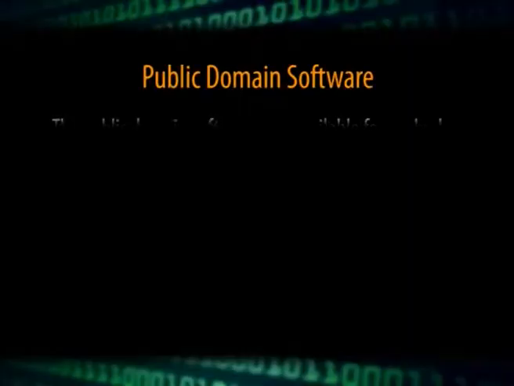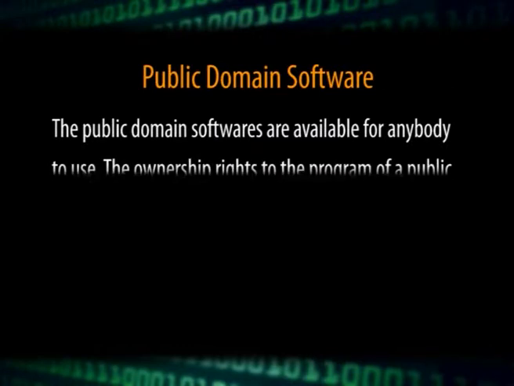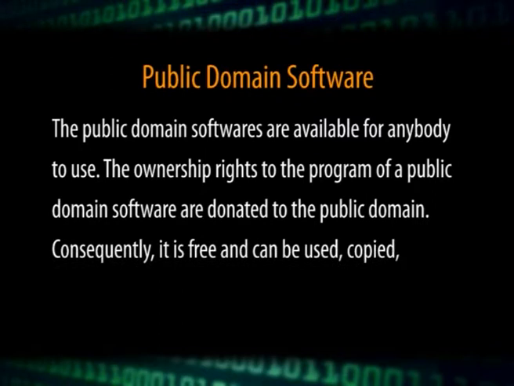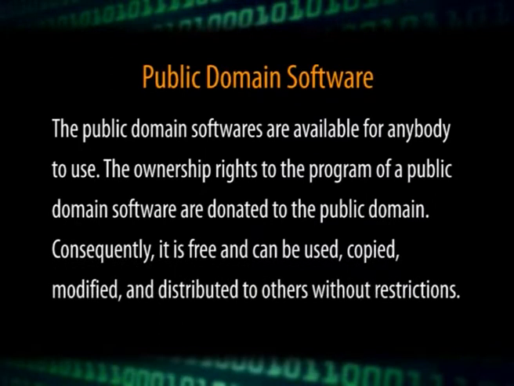The next category of application software is public domain software. Public domain software is available for anybody to use. The ownership rights to the program of public domain software are donated to the public. Consequently, it is free and can be used, copied, modified and distributed to others without any restriction.